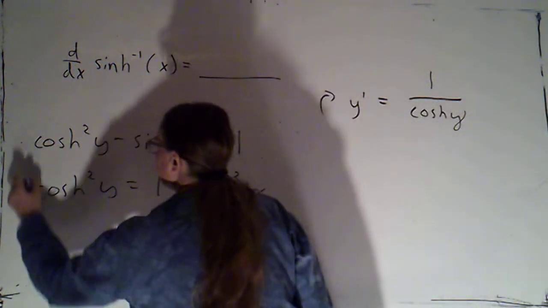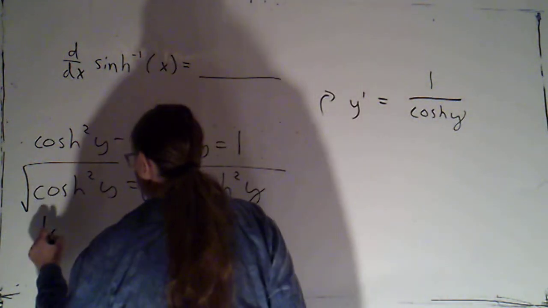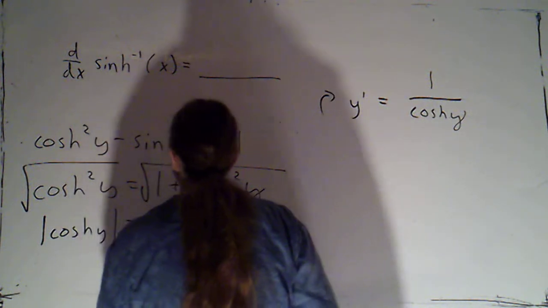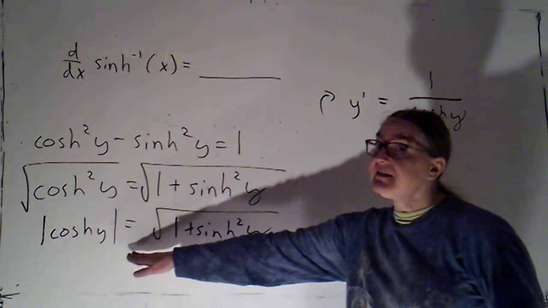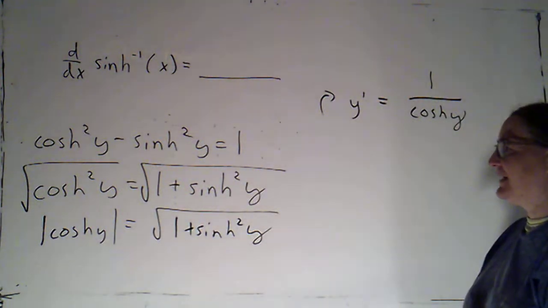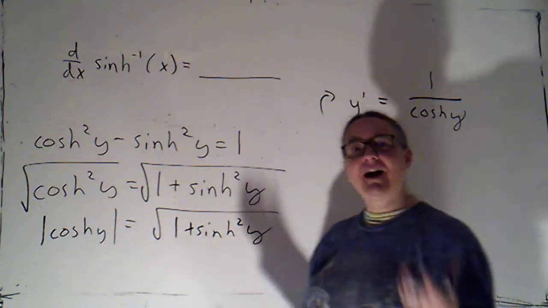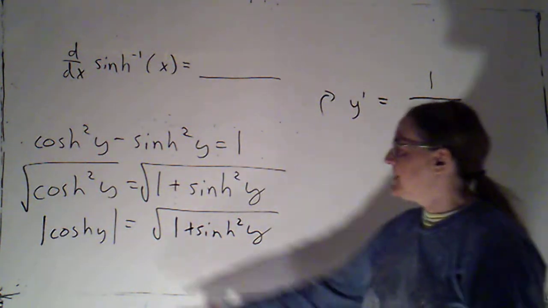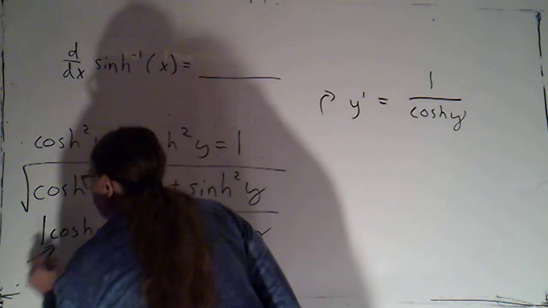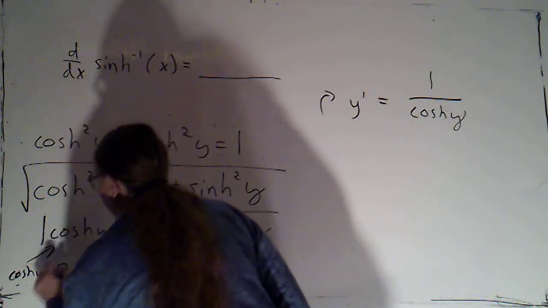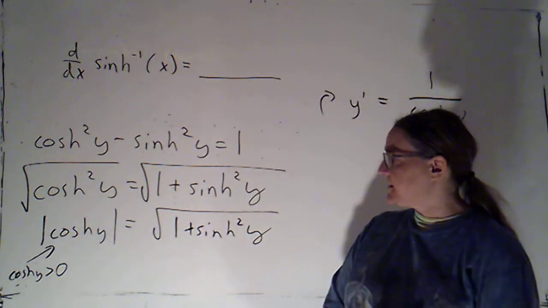And I can take the square root of both sides. Of course, the square root of cosh squared is the absolute value of cosh of y, and that's going to be the square root of 1 plus sinh squared y. I do want to see this work if I'm asking you to derive this. But now I know something about cosh. Cosh is always positive. So the absolute value of cosh y is just cosh y. Now, I want to see that explanation. Again, that's because it's actually always strictly positive, so I can use a strict inequality there.